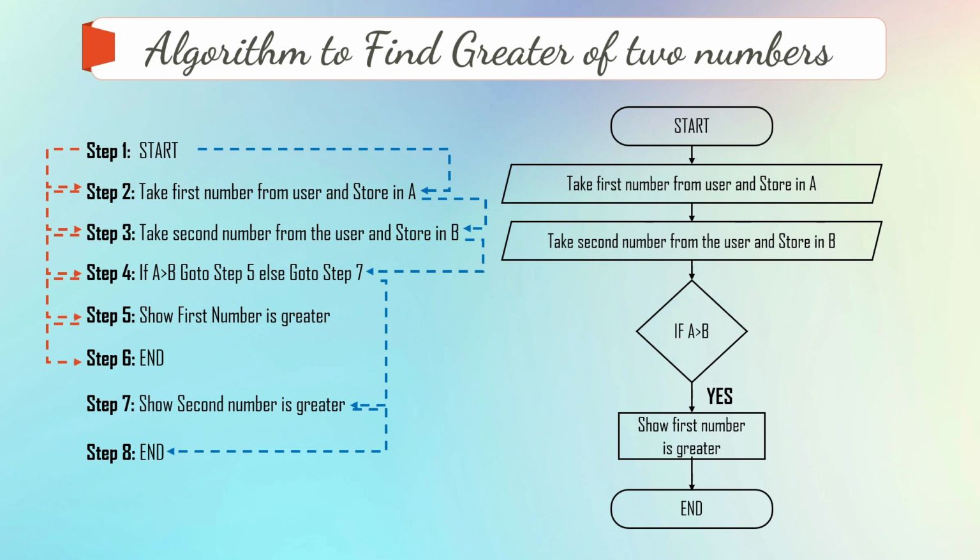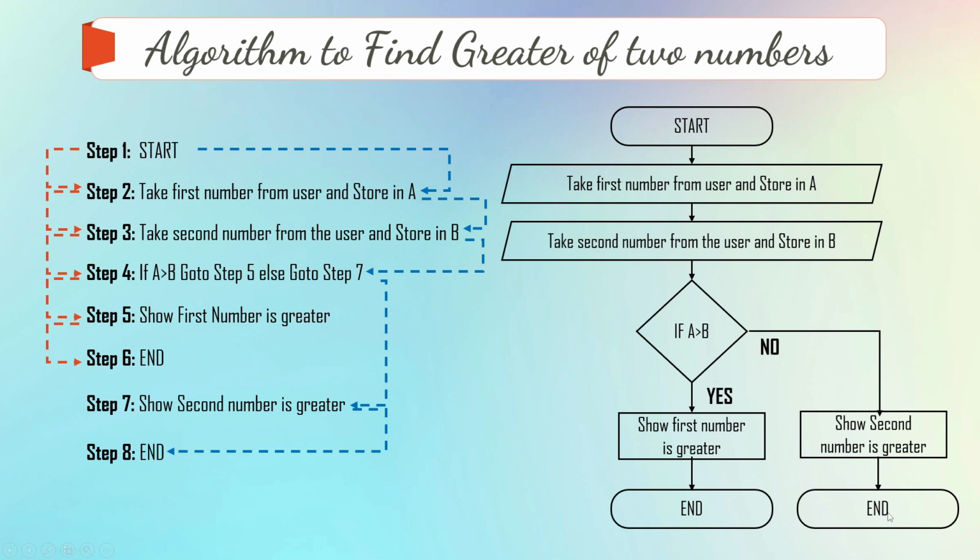If A is greater than B and the condition is true, it will come down and say the first number is greater, right? A is the first number. So the first number is greater and it will end the program. It will end the algorithm and the flowchart. Now we'll see the other condition. If A is not greater than B, meaning B is greater, it will go to no and print the second number is greater and it will end, correct? Now rather than writing two ends, we can also write one end and join the arrows like this. This is a simple flowchart to find the greater of two numbers.